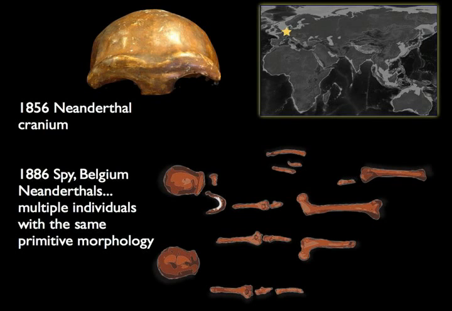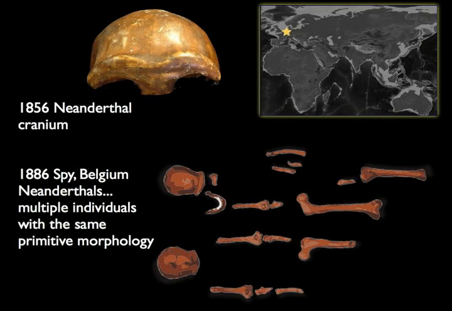But then another big discovery at Spy, it's spelled S-P-Y, but it's pronounced Spee, in Belgium showed multiple individuals with the same morphology. So very important because it means that this is not just some weird looking modern human. These are a real different group of things. This notion that you could possibly have just a weird looking human didn't make sense anymore in the context of what were now three of these individuals. Some from the same place, and they all look the same.